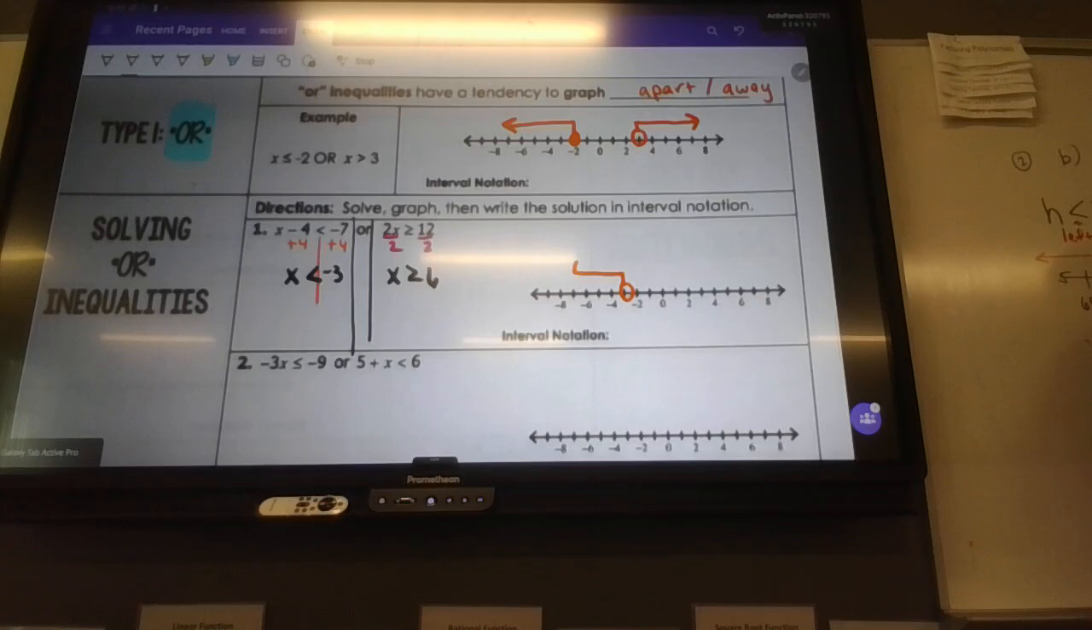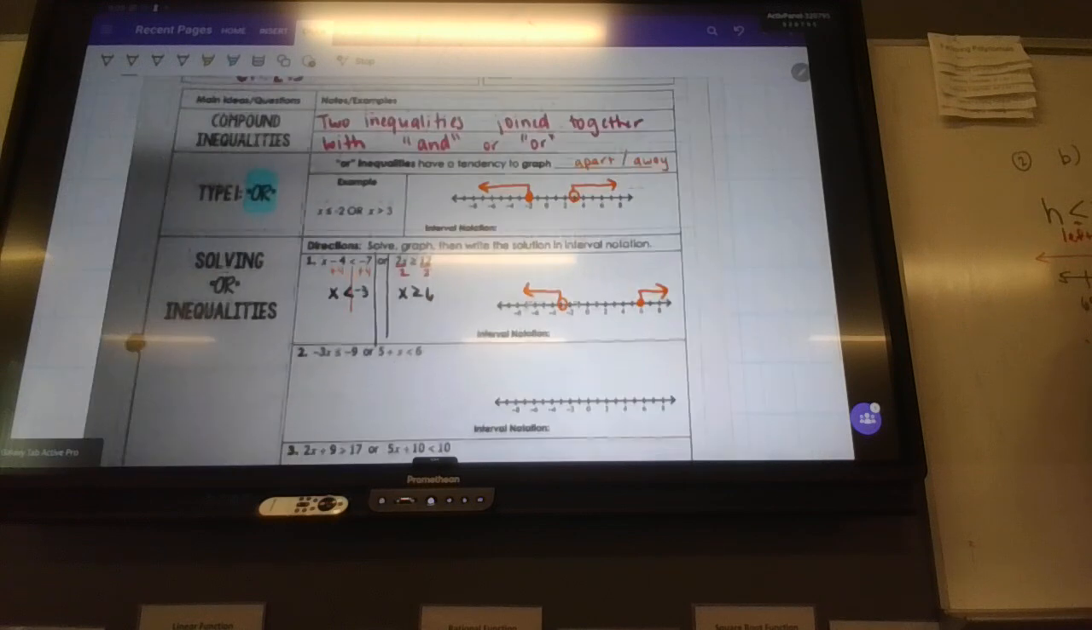And one goes this way, and one goes that way. And one's an open circle, and one's a closed dot. Do you guys need me to write down the open circle, closed dots over here? Yeah. So this one and this one, open circle. And if the line is under them, you do a closed dot.